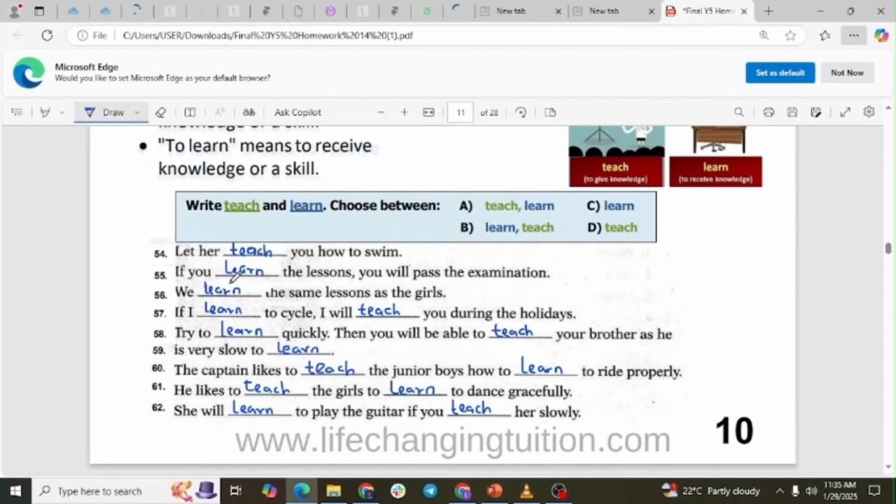Question 55. If you blank the lessons, you will pass the examination. Correct answer C. Learn. Explanation. Learn is the appropriate word as it refers to acquiring knowledge or skills from the lessons.